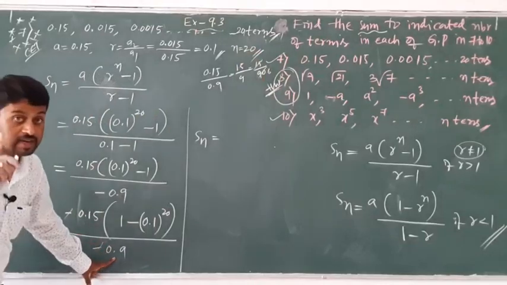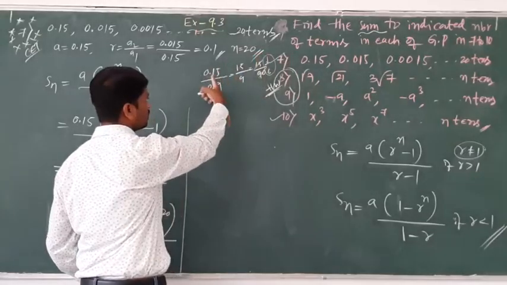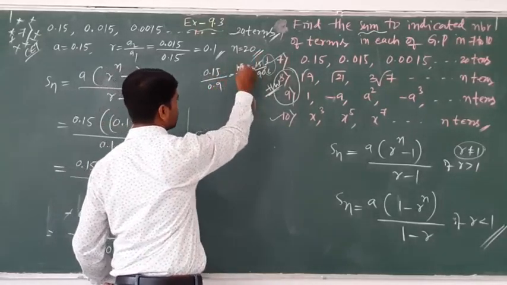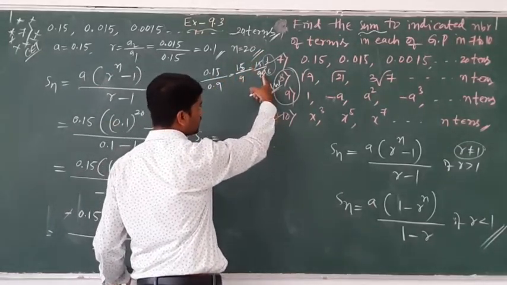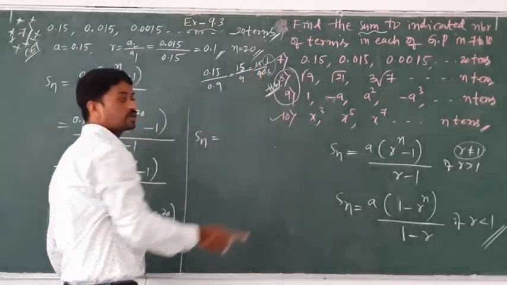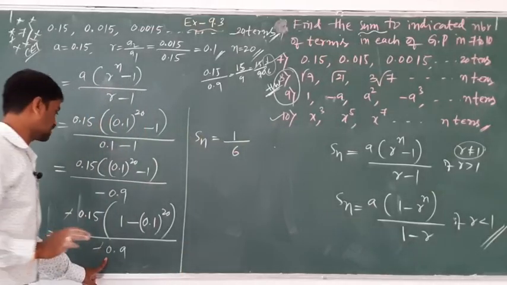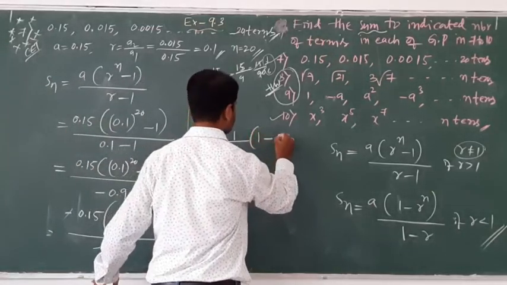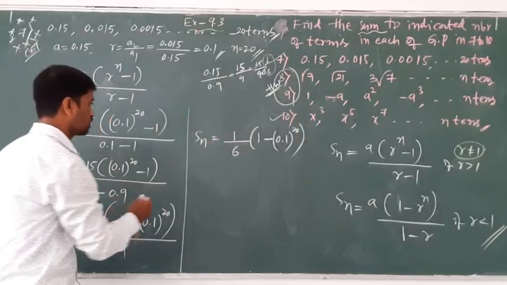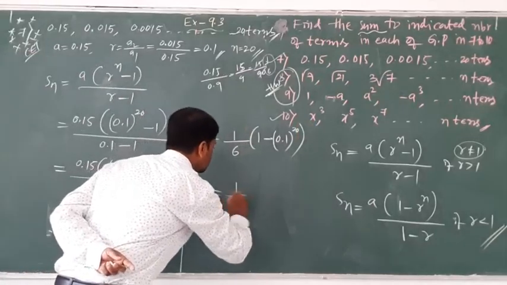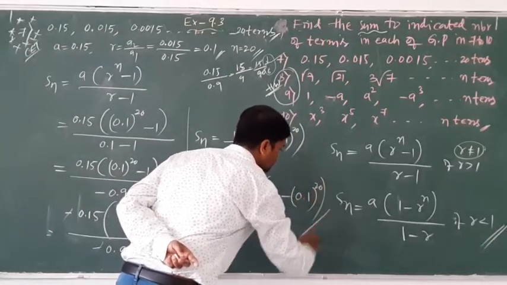0.15 divided by 0.9 gives the value 1 by 6. The decimal point shifts to the right side in both; here 1.5 divided by 9, shifting the point again, put a 0 in the denominator, so 15 divided by 90 is equal to 1 by 6. No problem. The sum of 20 terms is equal to 1 by 6 into 1 minus 0.1 whole power of 20.